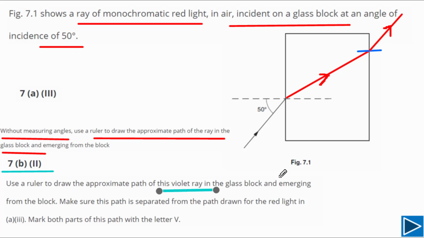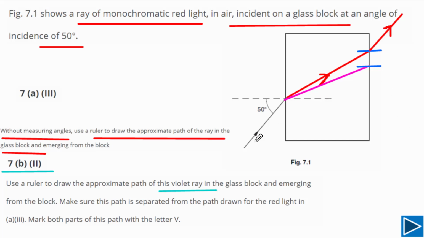Based on this concept, let's try to draw the path of violet light. We will use this pink color for violet. So this is the refracted ray, which means it is bending more. We need to draw the normal at this point. This is how we can draw the normal. Again, we need to draw the emergent ray.